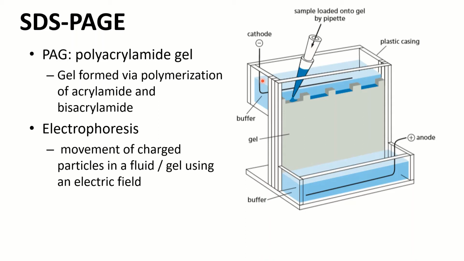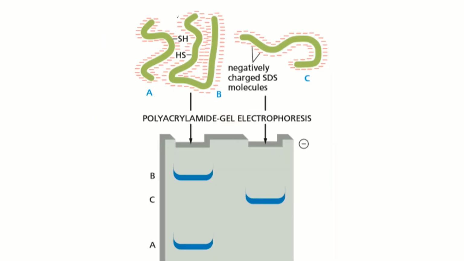And in order to facilitate that, we also add a liquid we call the buffer in the tank of the electrophoresis apparatus. So this is an illustration of different proteins with SDS already attached to their structure. Now here, letter A is a very short protein, while letter B is a long protein. And then we put them, for example, in this first well.